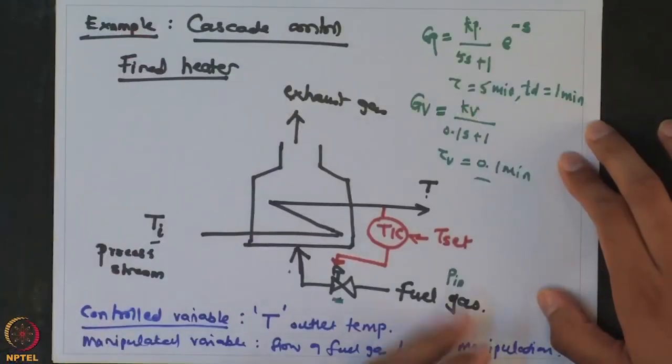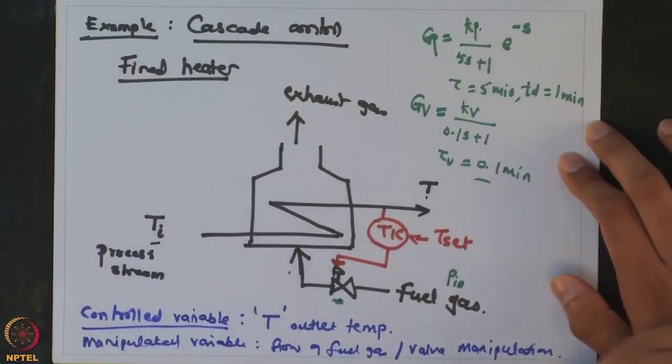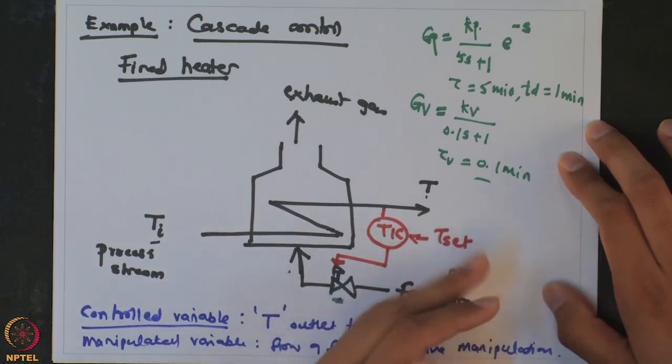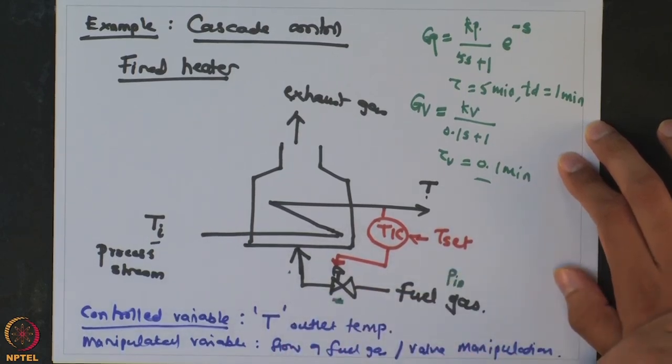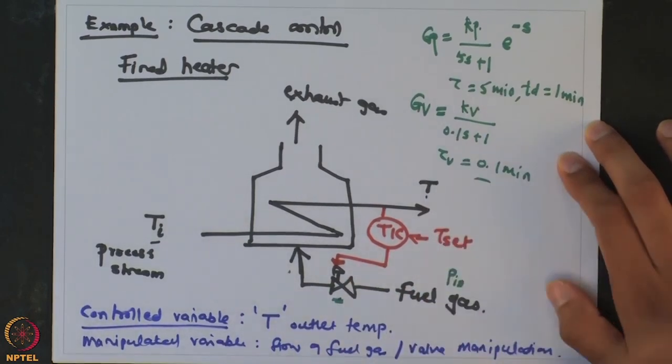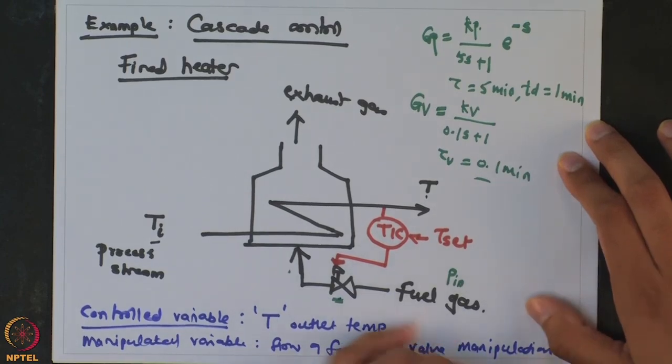It may be that there are some other 10 different processes which are using this fuel gas as a heating source. So if the input of one of those streams goes down, then this pressure might increase, or vice versa, depending on availability and demand. So this pressure might have fluctuations.